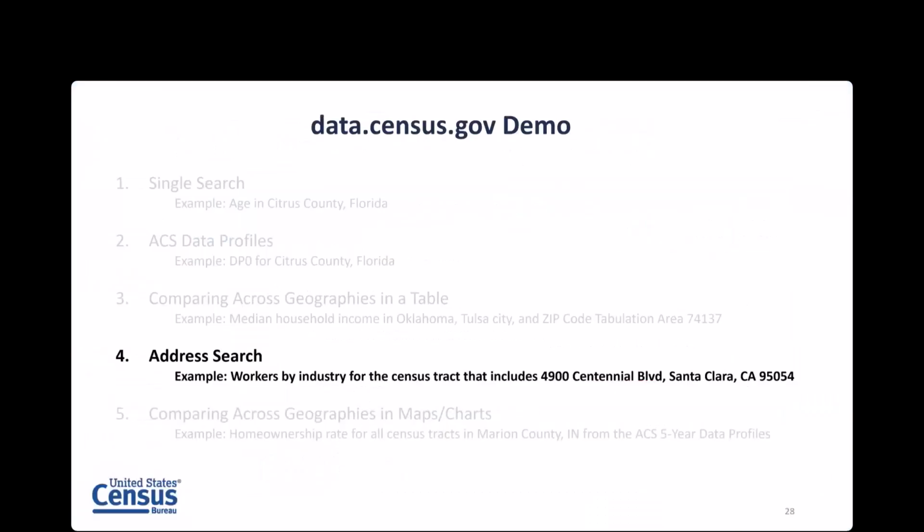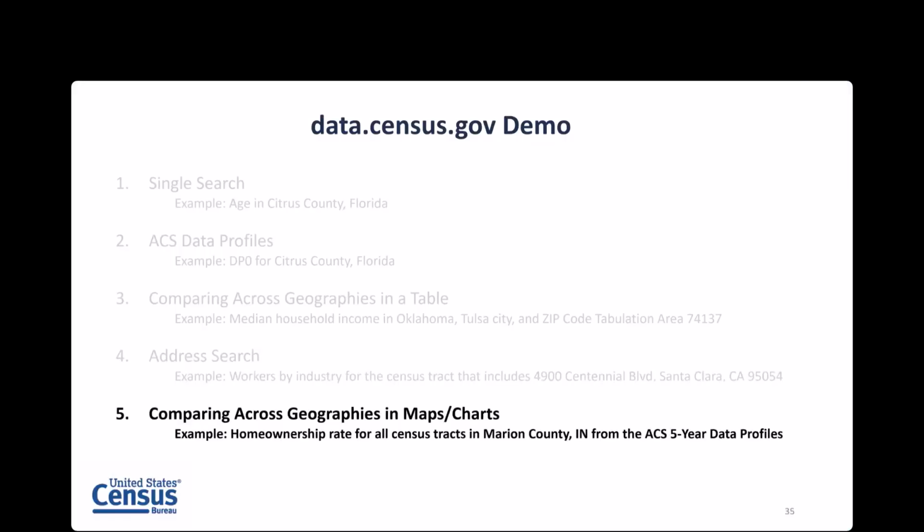Right, moving on here to our last example, we showed how to search by address and look at data for a census tract. Now we're actually going to visualize census tracts, so you'll get a little bit of a better sense for what these areas represent. And we're going to look at data in bulk. So we're going to look at all census tracts in Marion County from the ACS 5-year data profiles. I'm going to look at the home ownership rate, first visually in a map and then visually in a chart.